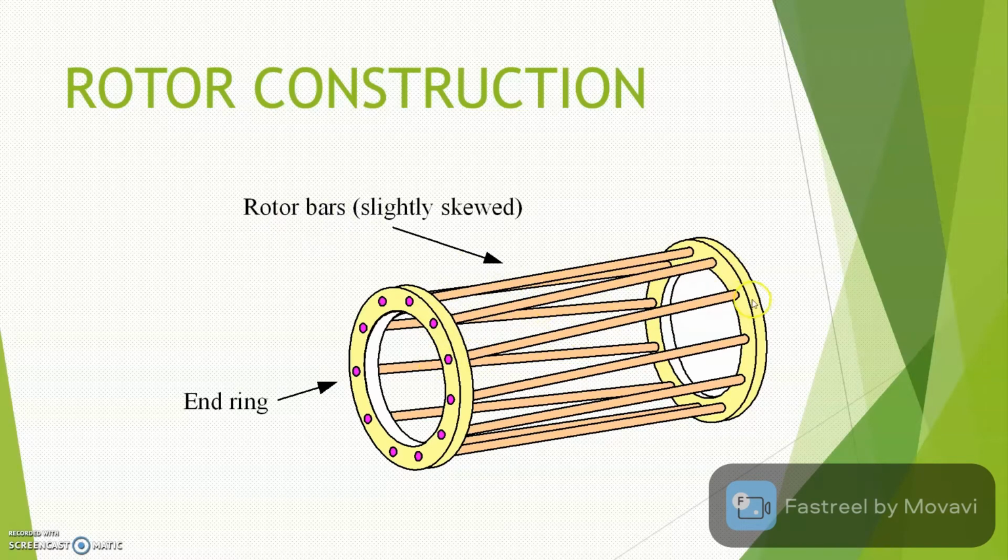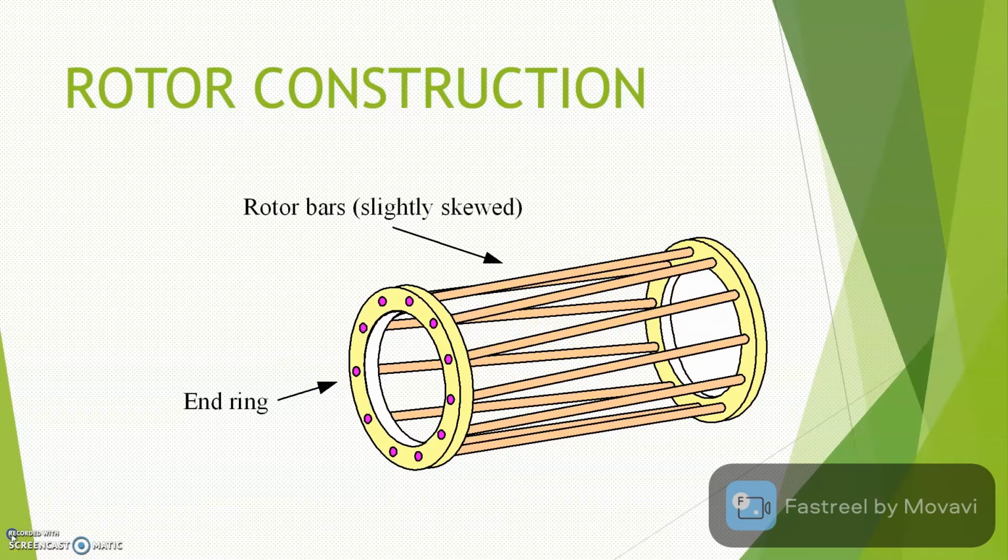So why do we need the rotor bar to be slightly skewed? This is due to the phenomenon that we call the cogging phenomenon. If the rotor and the stator are parallel to each other, it will cause magnetic force locking between the rotor and the stator. That's why the rotor bar must be slightly skewed like this to avoid the cogging phenomenon.